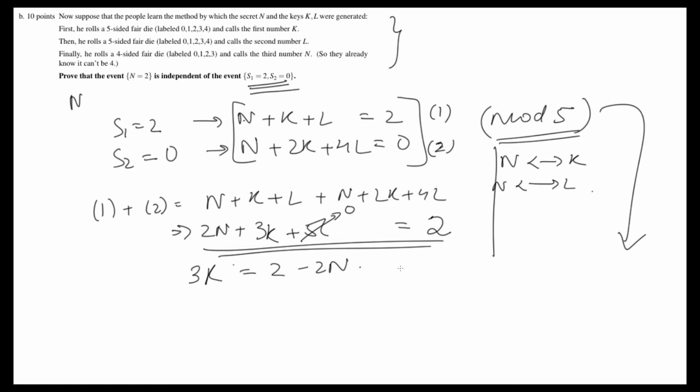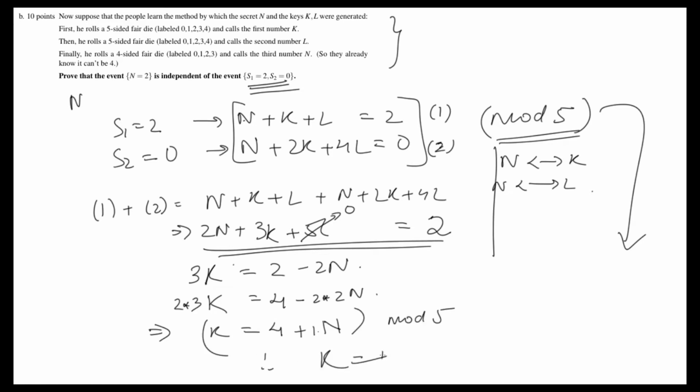So you have 3k is equal to 2 minus 2n. And let's multiply both sides by the multiplicative inverse of 3, and that is 2, right? Because I showed you that earlier. So k is equal to 4 minus 2 times 2n, which is 4 plus negative 4n. What is negative 4 mod 5? It's just 1, so it's just 1 times n mod 5. Therefore, we know that k is equal to n plus 4 mod 5. I'm just rearranging that.